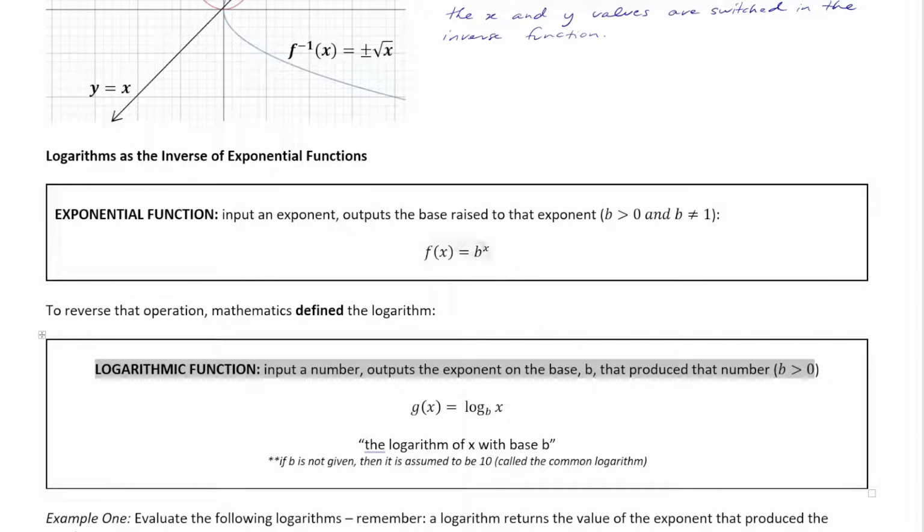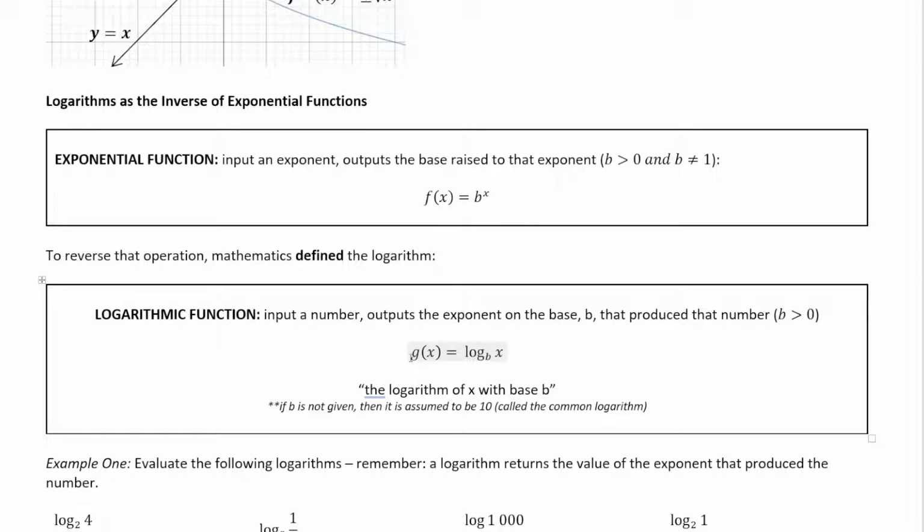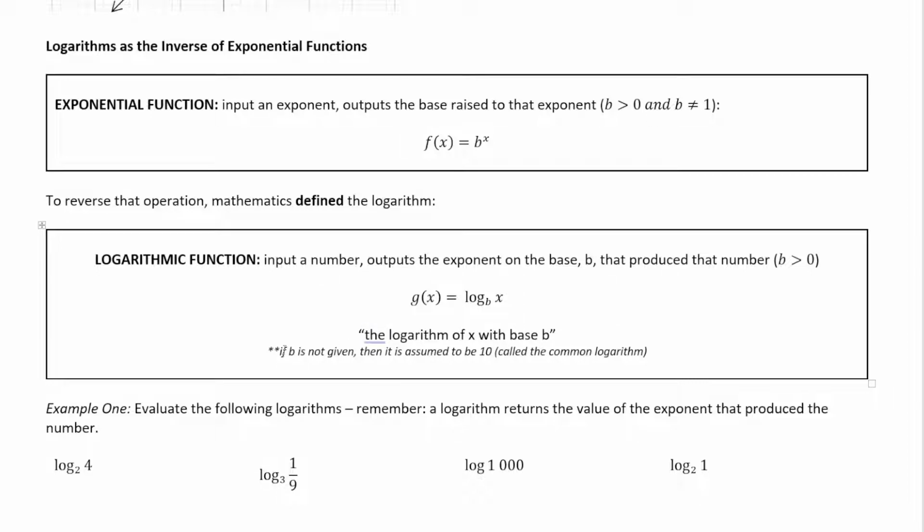Okay. In the exponential function, you input the exponent. The logarithmic function outputs the exponent. So it's just the reverse operation of the exponential function. So we define that as g of x is equal to log x with base b. So this small number is the original base, and this is the number that is raised to that exponent. If b is not given, then we assume that it is 10.